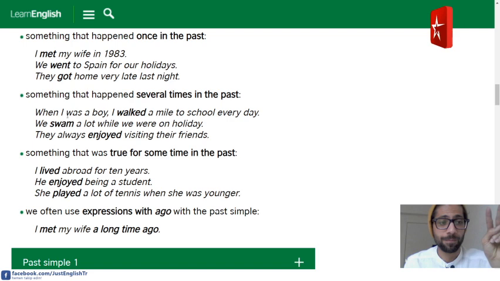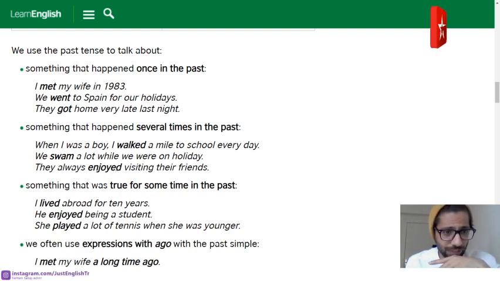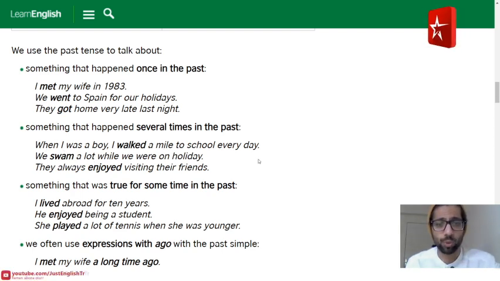Now, the second part is something that happened several times in the past. Here, you're about to use adverbs, I believe. Let's see here. When I was a boy, I walked a mile to school every day. So here you've got the repetition, which means several times. Here comes the every day.